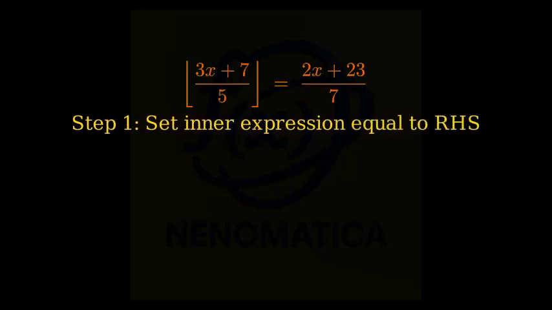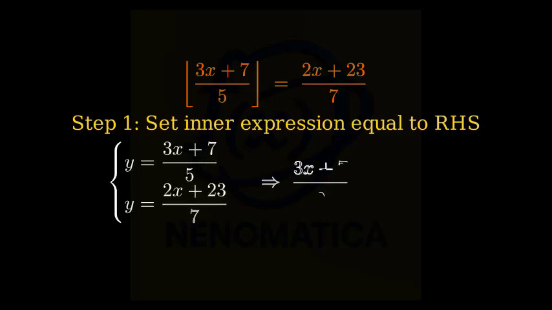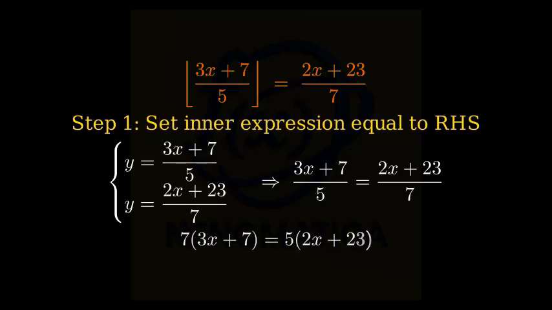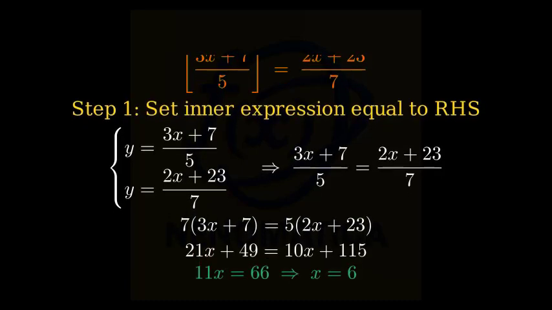Set the inner expression equal to the right-hand side and solve for x. Let y equal (3x + 7)/5, and also y equal (2x + 23)/7, so we equate them. Cross multiply. 7 times (3x + 7) equals 5 times (2x + 23). That becomes 21x + 49 equals 10x + 115. So 11x equals 66, giving x equals 6.